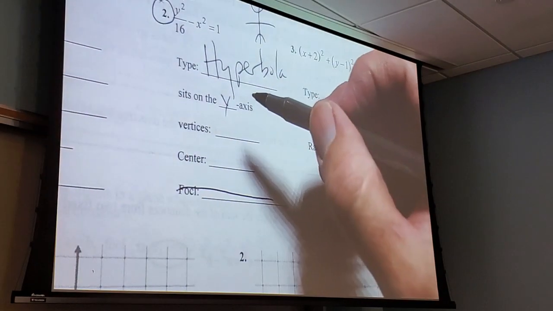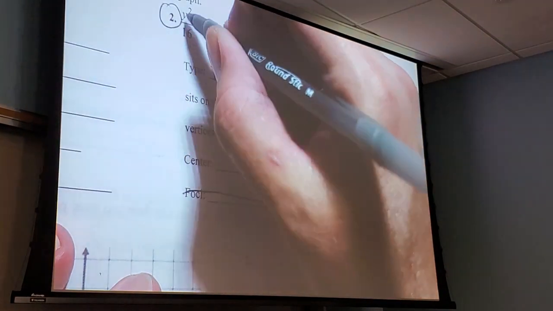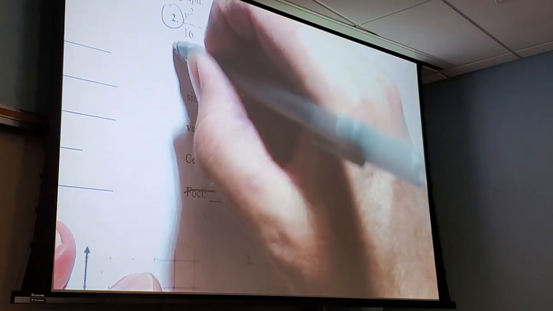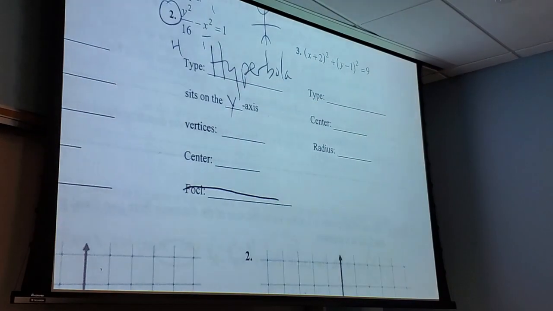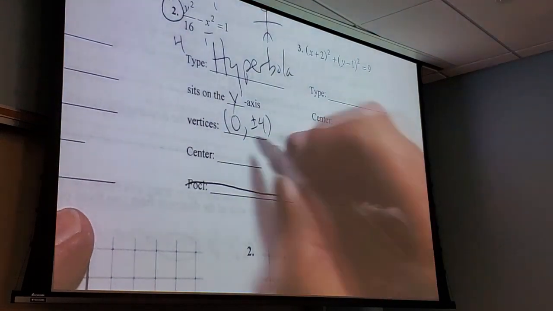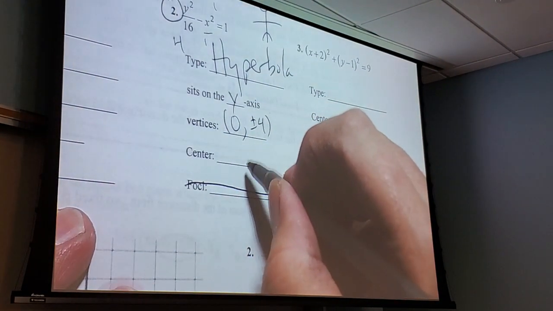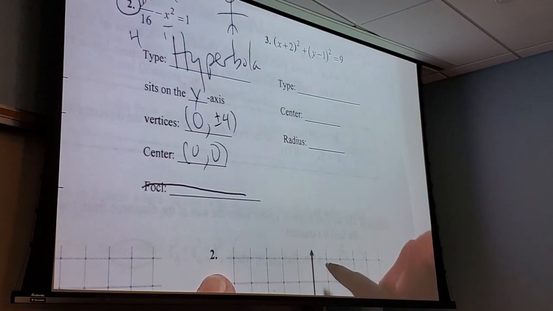Vertices, well, all right, we'll talk about vertices in a second, but it sits on the y-axis. So actually, let's talk about it right now. How far does it go on the y-axis? Four. And on the x-axis? One. So the vertices are actually going to be 0, 4 and 0, negative 4, right? If it sat on the x-axis, the vertices would be the points on the x-axis. So the vertices are 0, plus or minus 4. And of course, the center is where? 0, 0. It hasn't been shifted at all, right? So number 2, center is 0, 0.